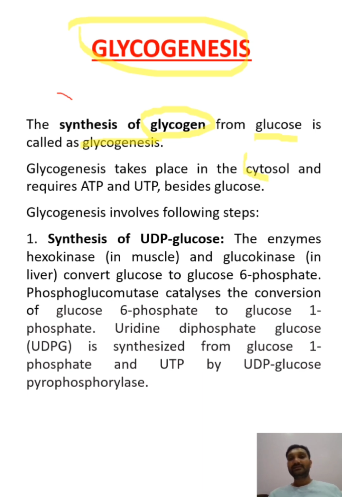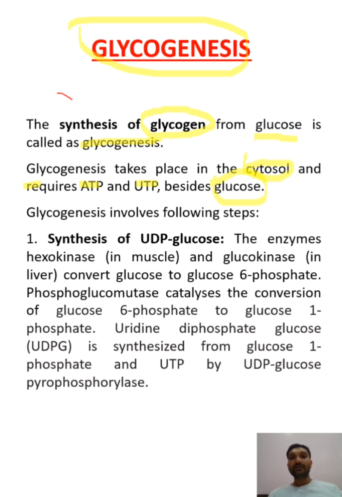Cytosol is the fluid part of cytoplasm inside the cell, and it requires ATP and UTP besides glucose. So for the continuation of the process there is the requirement of ATP and uridine triphosphate. UTP is also required. Besides, we know that glucose is a very important factor for glycogenesis, because when glucose units form a polymer, a chain, only then is glycogen formed.